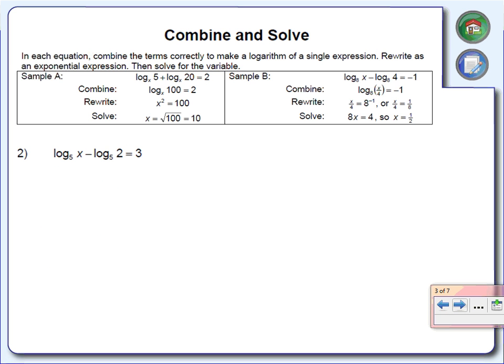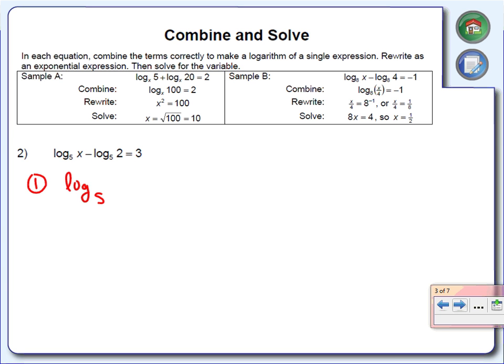Number 2, a little bit different. Here we've got subtraction. And what did we say about subtraction yesterday? That it was going to be the same thing as division. Okay, so we're going to start by rewriting this as a single expression. So here we go. Log base 5.